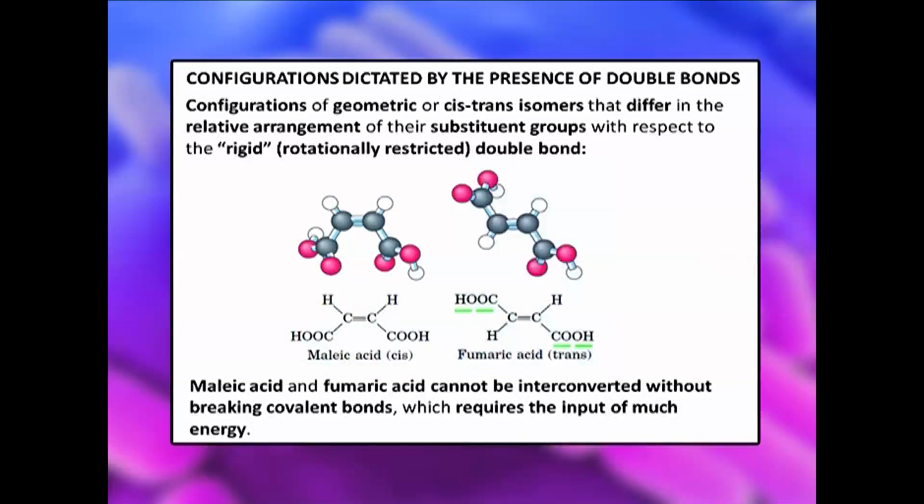On the other hand, in fumaric acid the two carboxylic groups are on the opposite sides of the double bond, and it is called the trans isomer. Now, maleic and fumaric acid cannot be interconverted without breaking of a covalent bond, and this requires the input of a significant amount of energy. So, this is the basic difference between conformational isomers and configurational isomers.